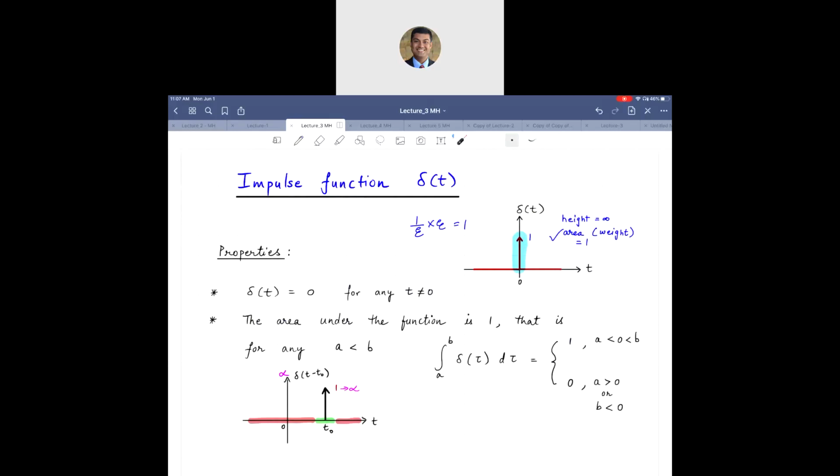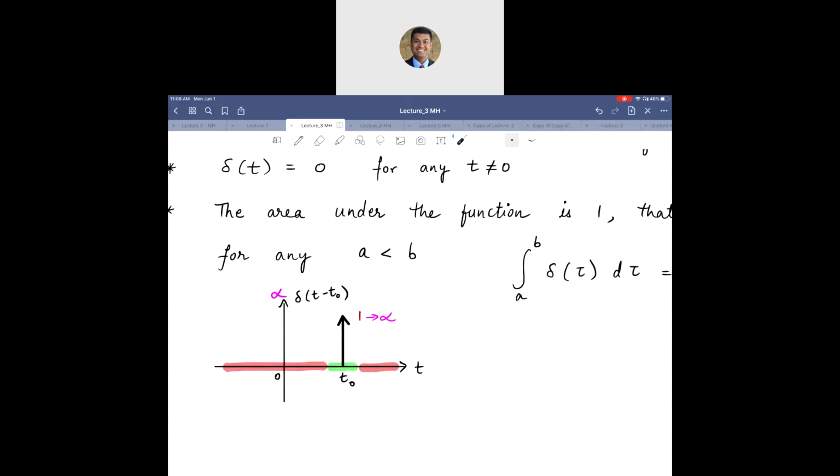All right, let's look at some properties. Delta of t is 0 for any time other than 0. The area under the function is 1. We talked about that. That is, for as long as we are integrating over that impulse, you will get a 1. If you don't integrate over that, then you don't get any area.